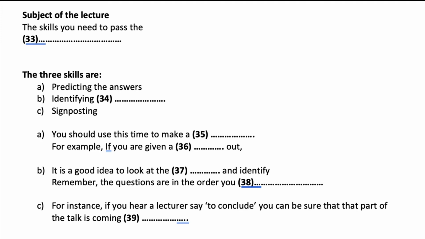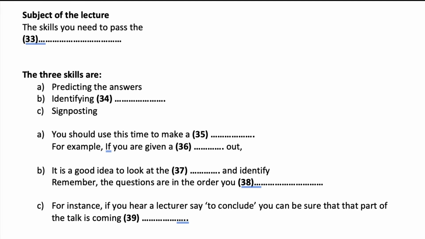Let's begin by talking about the skill of predicting the answers. As you know, in the IELTS listening test, you will get some time before the recording to read the questions. You should use this time to make a mental note about what to listen for. For example, if you are given a form to fill out and there is a blank space next to a phone number, you know you will be listening for a number. To recap, make sure that you use the reading time to anticipate some of the answers.